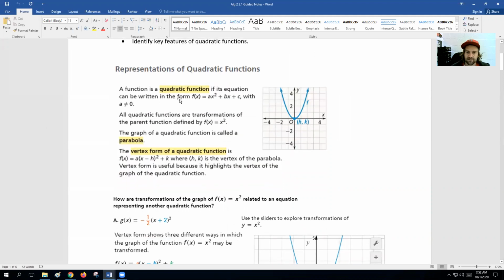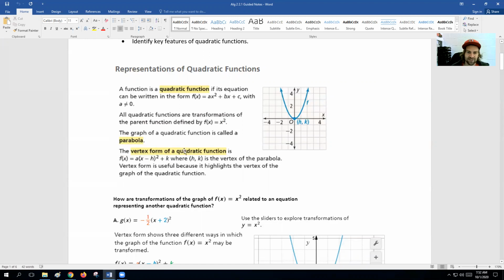So a function is a quadratic function if its equation can be written in the form f of x equals ax squared plus bx plus c. That might look pretty familiar. You guys probably used the quadratic equation before and see that. Now, all quadratic functions are transformations of the parent function defined by f of x equals x squared. So remember, they make the U-shaped parabola. This graph of the quadratic is called a parabola.